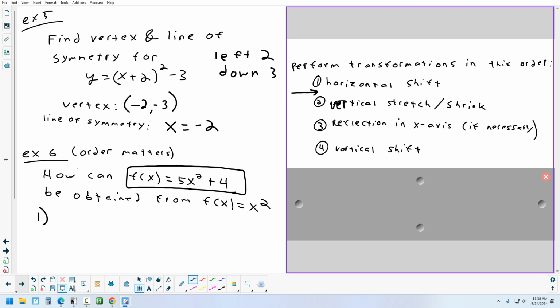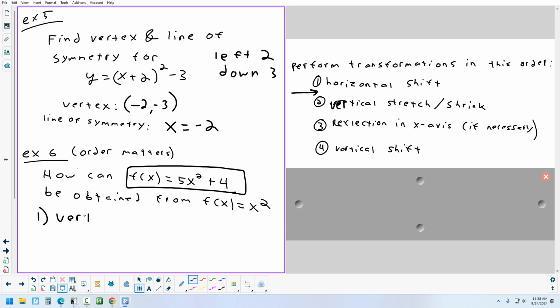Stretch it vertically? Yep, so that's the first part of what we say. Vertical stretch. But then you have to tell me how much. Does anyone remember the word I used to say that? Yeah, by a factor of 5. Okay, so that's what the 5 is doing.